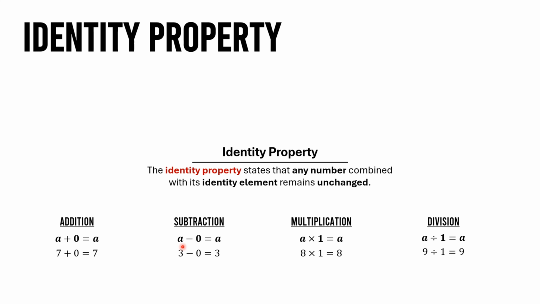For subtraction, it's the same thing. A minus 0 equals a. So if we did 3 minus 0, it is still equal to 3. The identity element for subtraction is also 0, like addition.